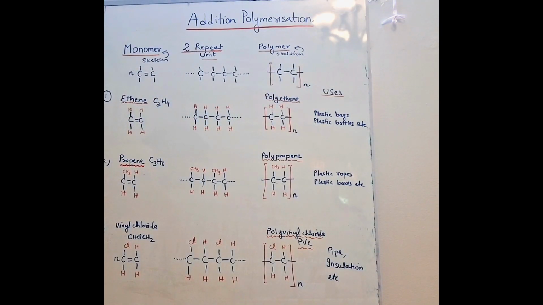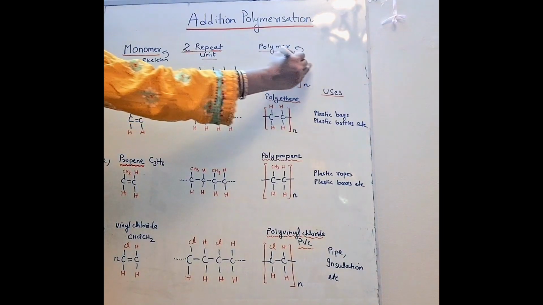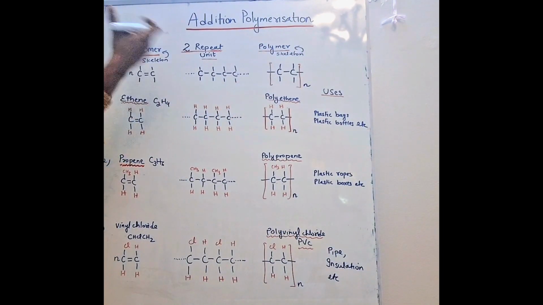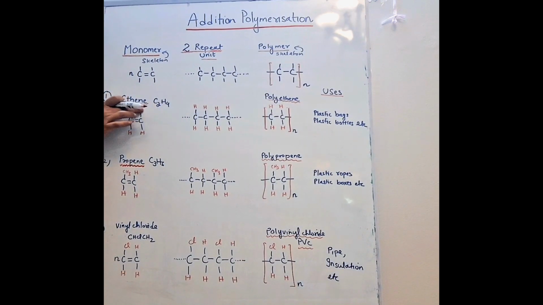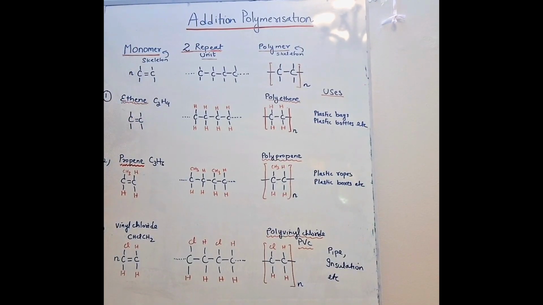Now, let us understand how we can apply this skeleton concept in our example. The first example of an addition polymerization reaction is ethene. Ethene is a 2 carbon alkene, so its formula is C2H4. Now, what will you do? You will first write the skeleton of the monomer. There are 2 carbons, so 2 carbons and the skeleton.